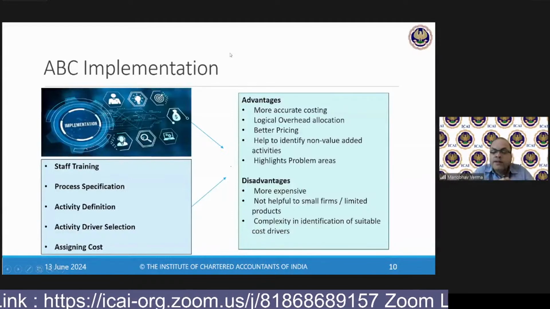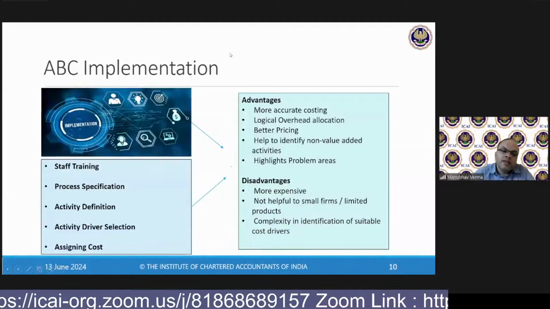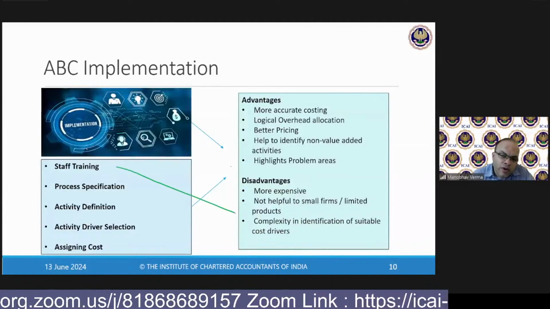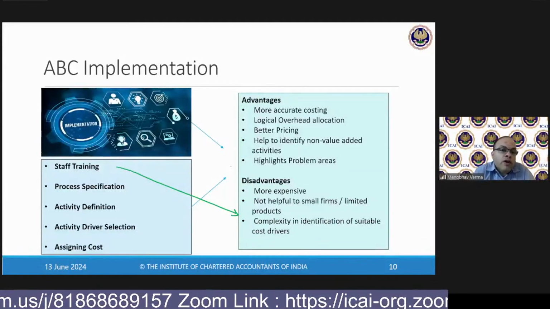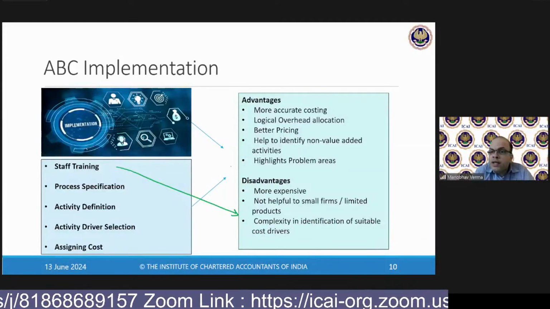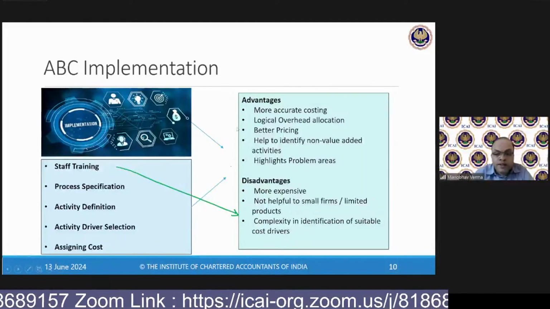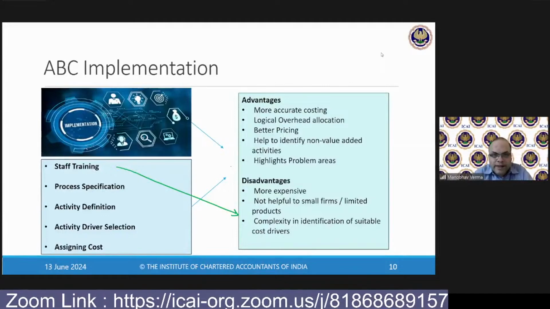It involves identification of activities and cost drivers. It could be complex. So imagine if I correlate this to the staff training factor itself, for a smaller firm it may not make sense, right? But for a large manufacturing organization that is into different products, ABC implementation will definitely yield more advantages, at least once it is implemented, right?